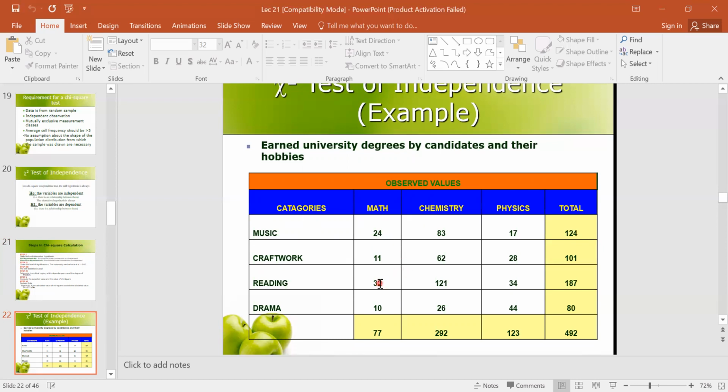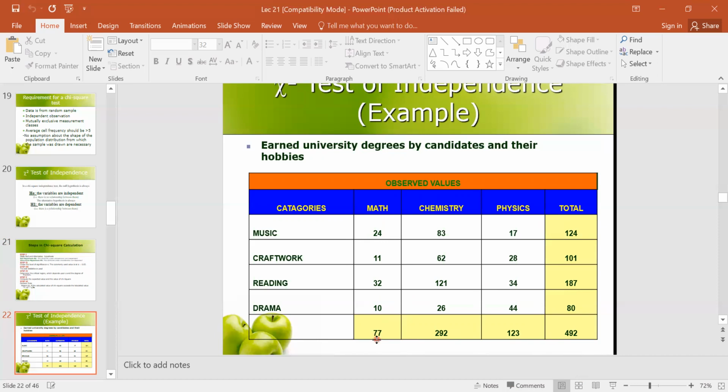Now we have to calculate the expected frequency to find the result of the chi-square statistic. Here we use the formula of expected frequency, which we discussed in an earlier slide. We total these columns and these rows, and we get a grand total of 492, which is n here. If we multiply 77 with 124 and divide it by 492, we get the expected frequency of math and music.